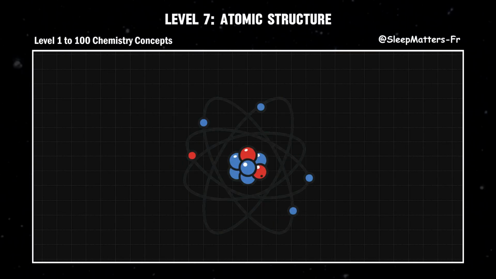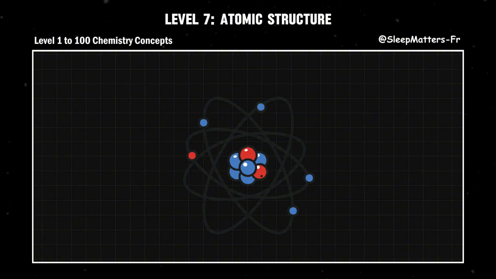Level 7. Atomic structure. Imagine this. You are holding a solid metal ring. It feels strong, unbreakable. But what if I told you that this solid ring is mostly empty space? That it is made of countless tiny particles called atoms? But these atoms are not solid either. They are tiny worlds of energy.